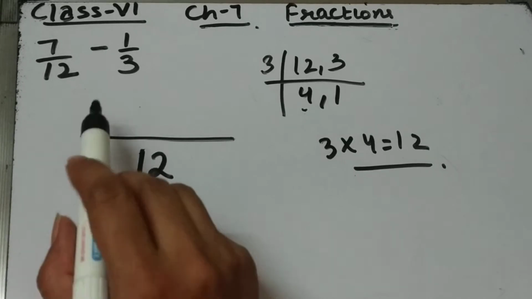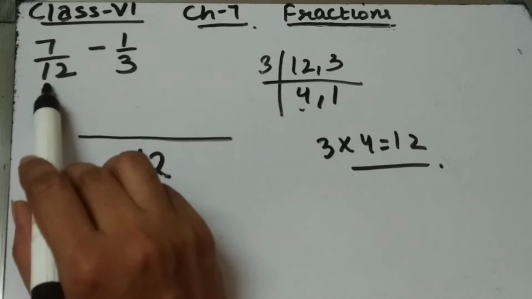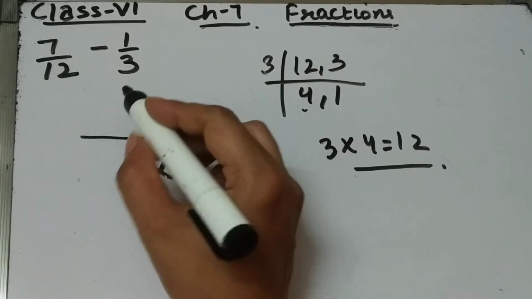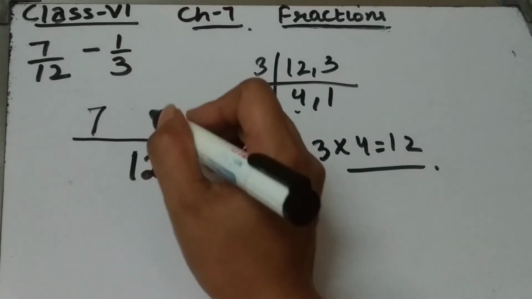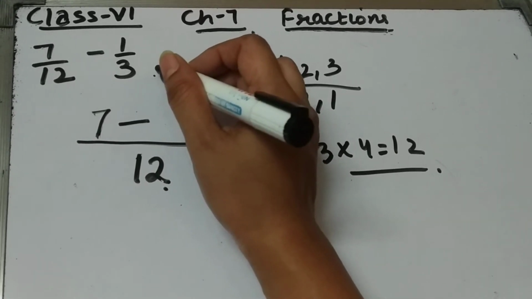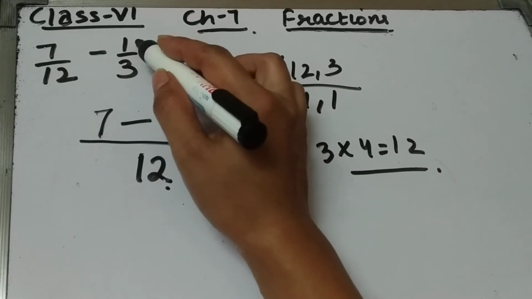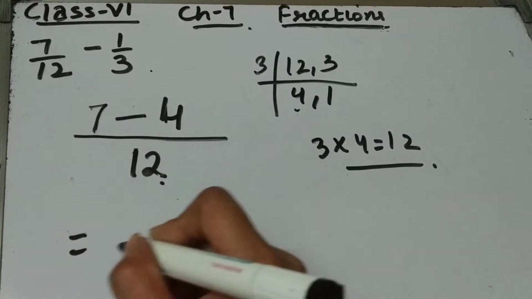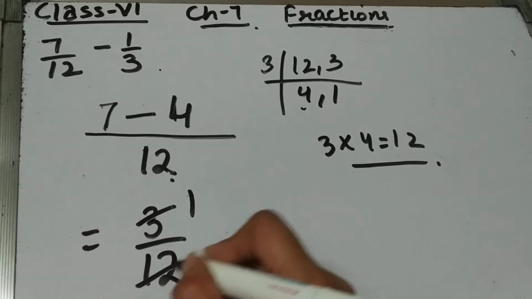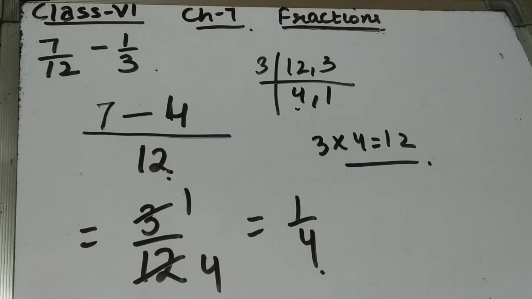Now we divide the LCM by the denominator of this fraction, so the quotient will be 1. We multiply the quotient by the numerator, and 1 multiplied by 7 is 7. After that, we divide 12 by 3, the quotient will be 4, and 4 ones are 4. So 7 minus 4 is 3. 3 upon 12, and 3 ones are 3, 3 4s are 12, so your answer will be 1 upon 4. This way we subtract the unlike fractions.